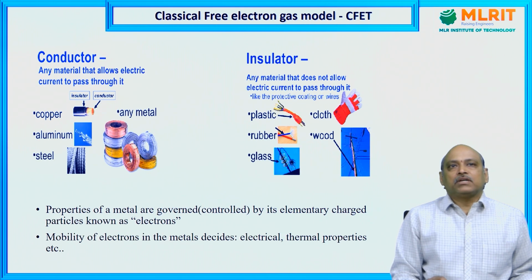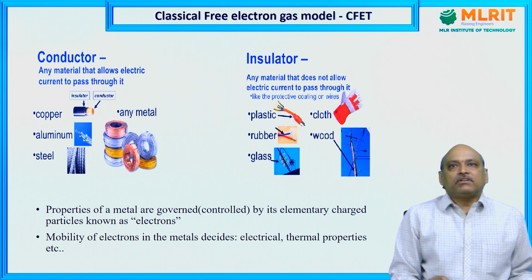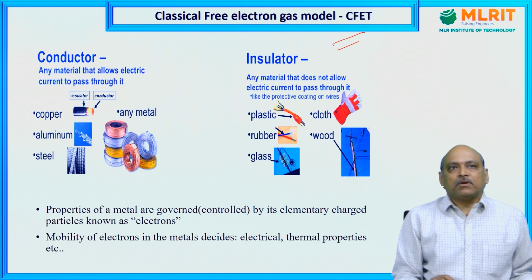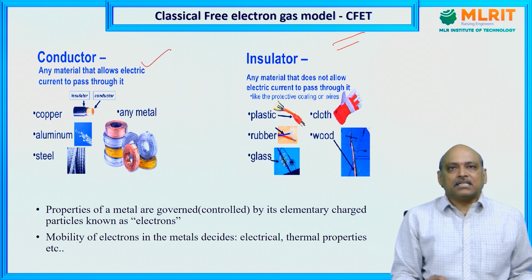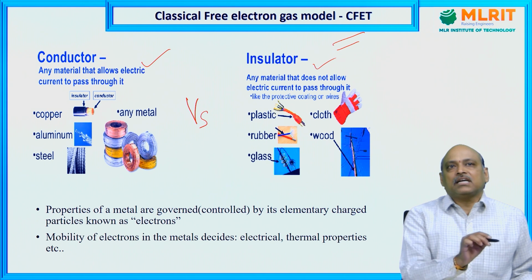And we are also going to discuss the successes and failures. First I am taking the classical free electron theory, and using it, I will explain how metals have high electrical conductivity. For example, if you take two different types of materials, conductors and insulators, what is the difference between them?